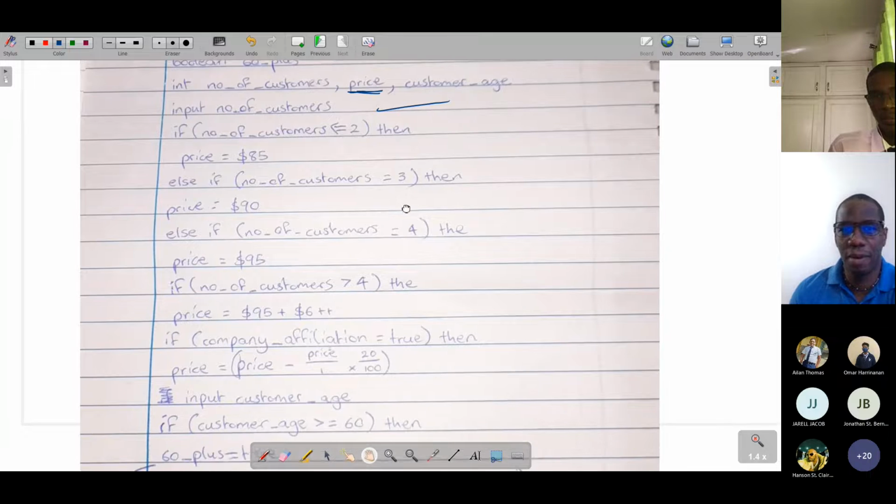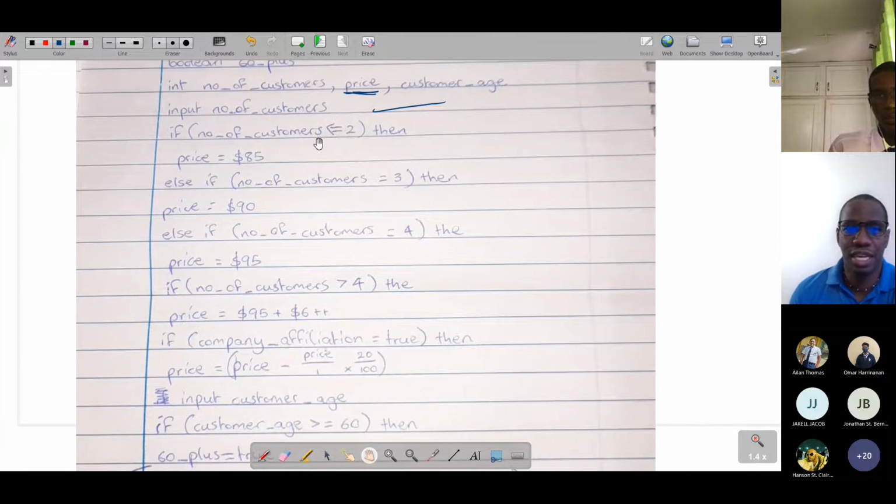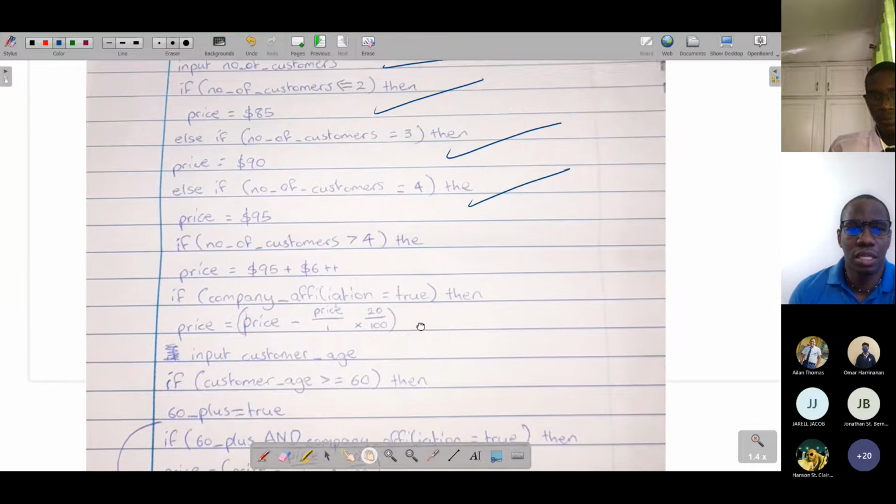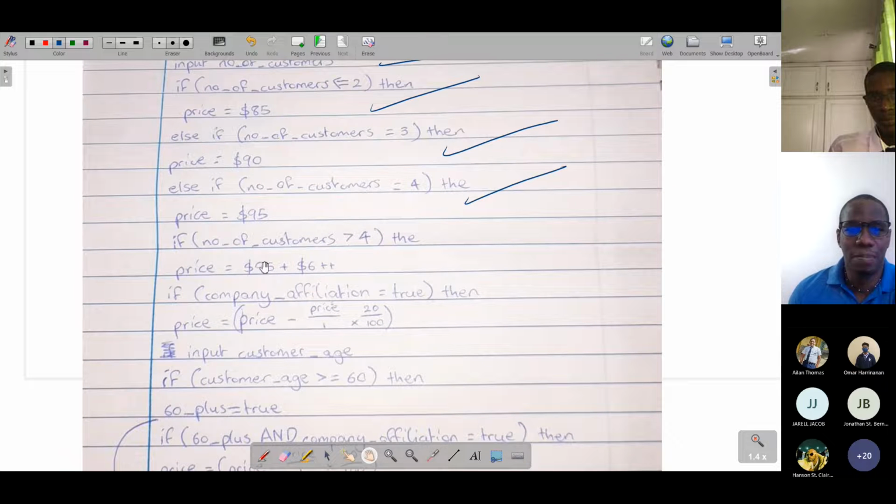We say if the number of customers is less than or equal to 2, then the price is $85. Nice. If the customers is 3, the price is 90. If the customers is 4, it's 95. So then we said if the customers are greater than 4, then the price is 95 plus $6++. What is this?